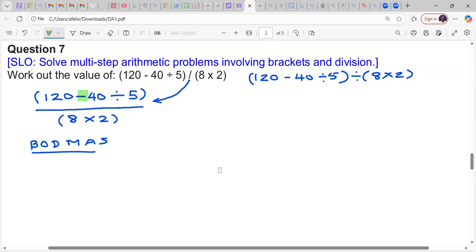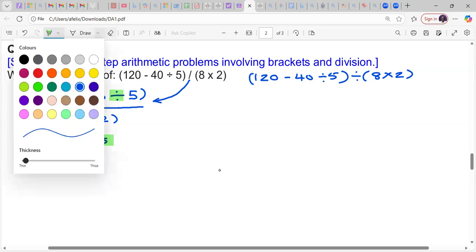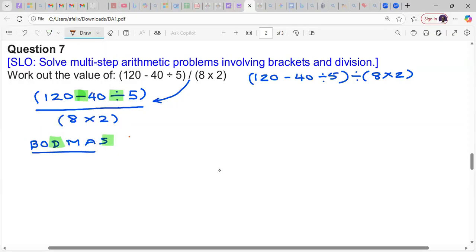There are two operations, subtraction and division. So based on BODMAS, which one should be performed first? Yes, you are right. The division, followed by the subtraction. So let's do that. If we divide first, 40 divided by 5 will give us 8. This becomes 120 minus 8.